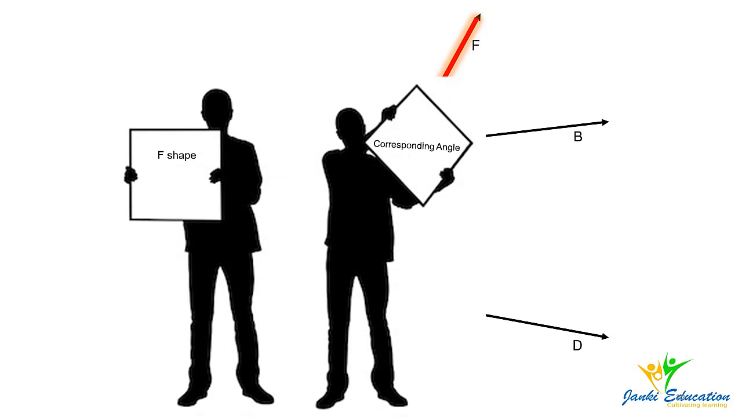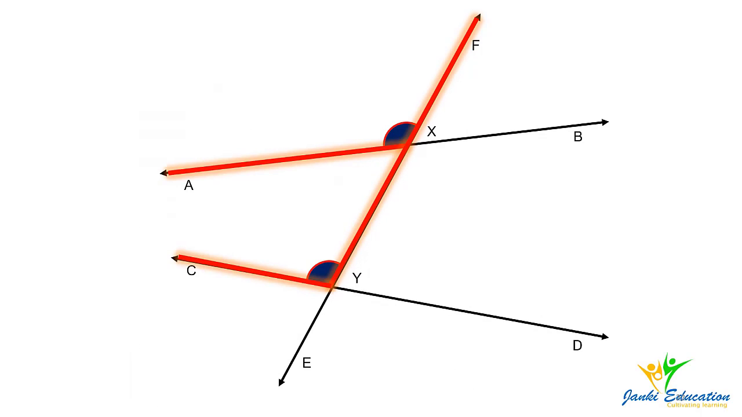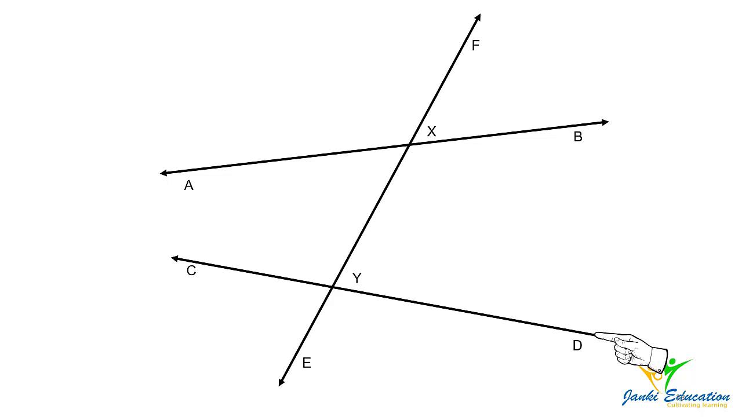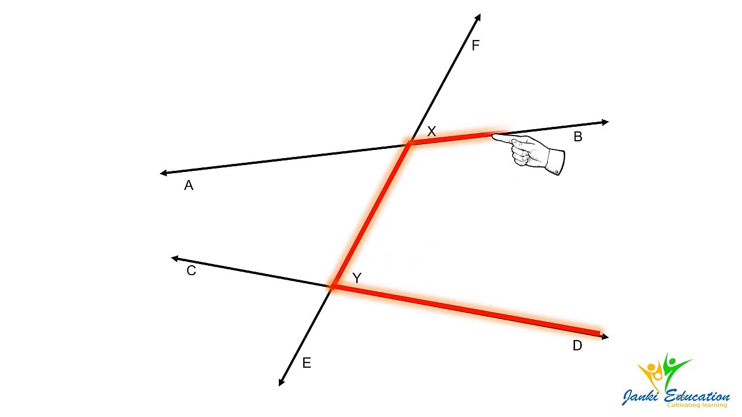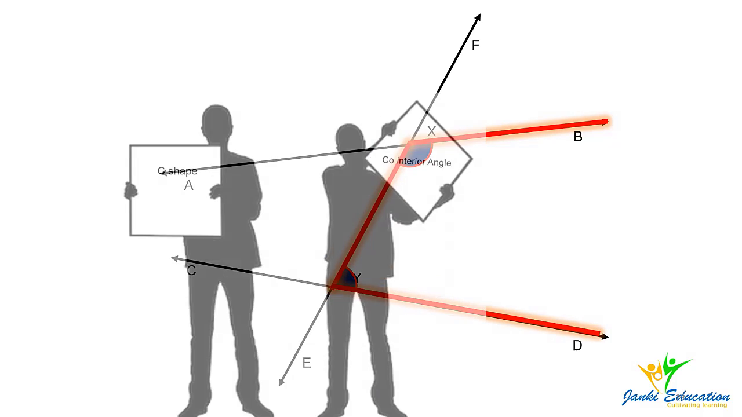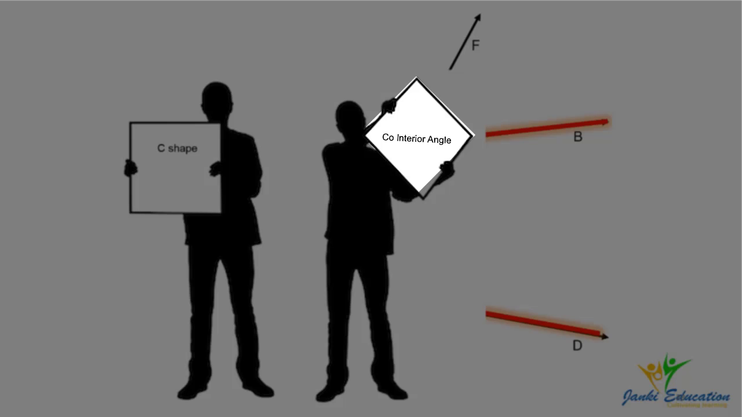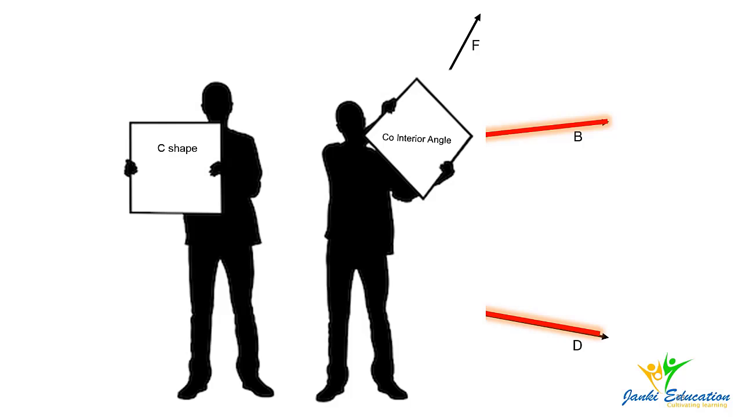So till now we have seen Z shape called alternate interior angle, F shape called corresponding angle. Now if you see, look at here, this finger is moving across this path and it is forming another alphabet, that is C shape, right? And here these two angles are being formed. So C shape are called co-interior angles.